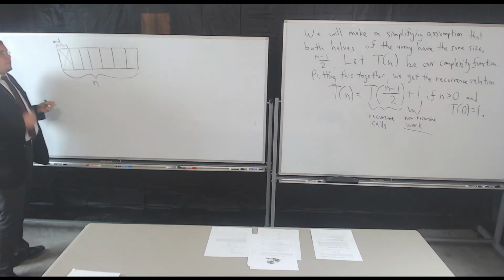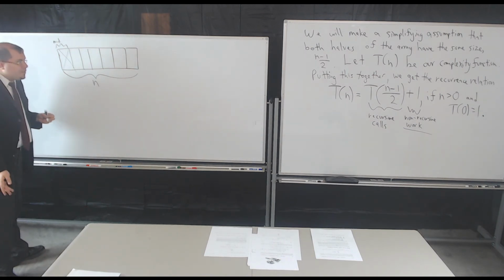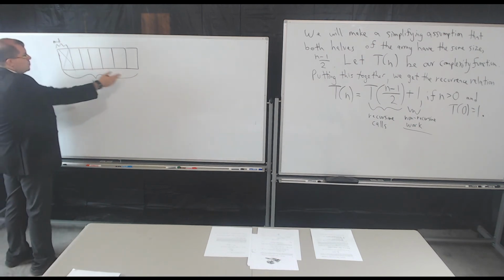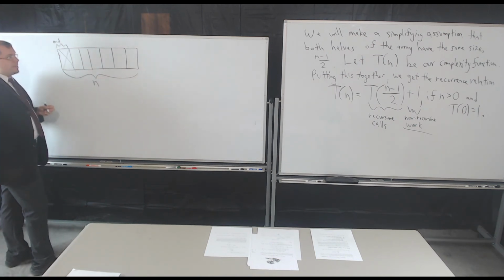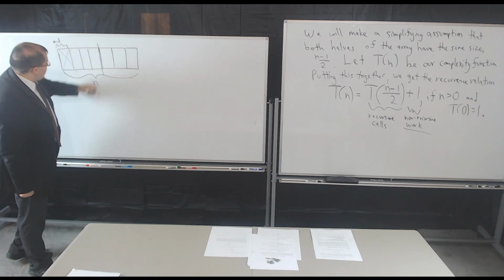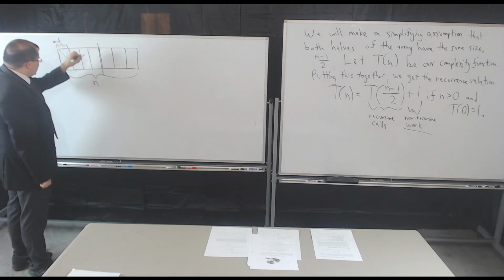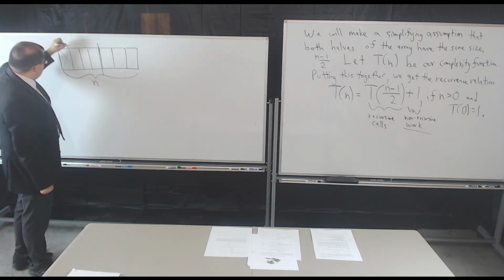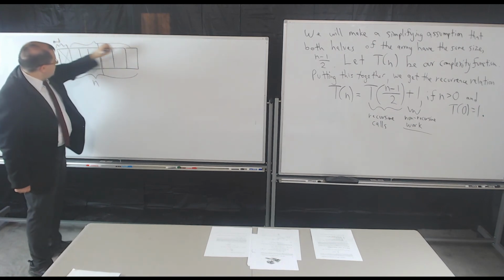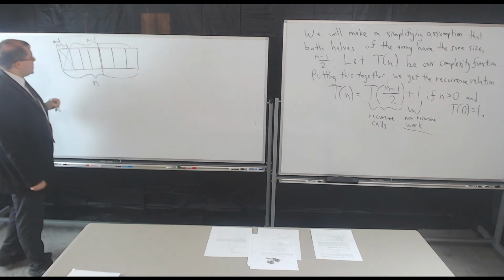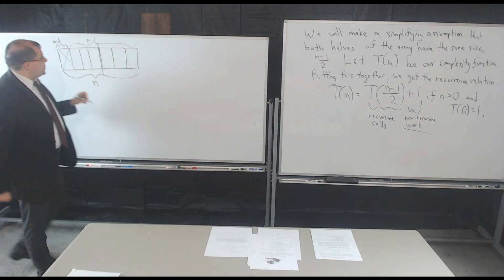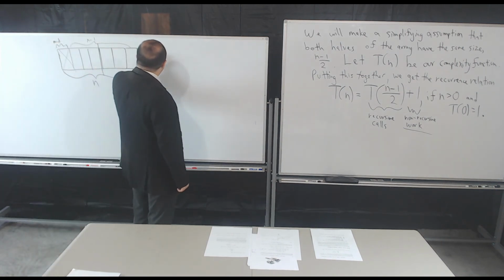Remember, every time I throw away a half. So what's a half when you look at this? Well, it's right about here, right? How many elements do I have right here? Well, I discard the middle one, so this is exactly n-1 elements. And if I cut that in half, that's where (n-1)/2 comes from.